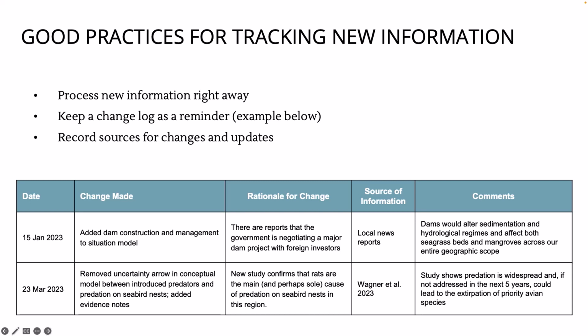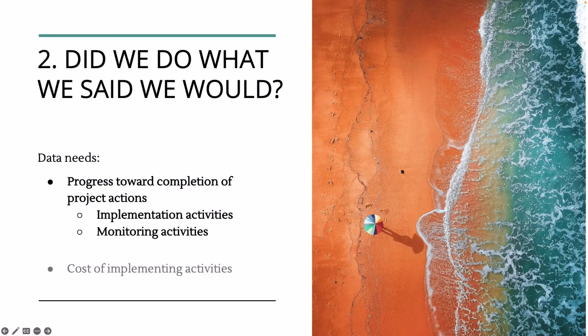So you could update your situation model and results chain right away to reflect the new information as you receive it, or you could also keep a change log as shown here to remind you of the key changes you made. Regardless of whether you keep a change log or you make your updates right away, you should record the sources for your new information and any changes or updates you make to the overall strategic plan. You'll want to come back to these during your reflect and adapt sessions.